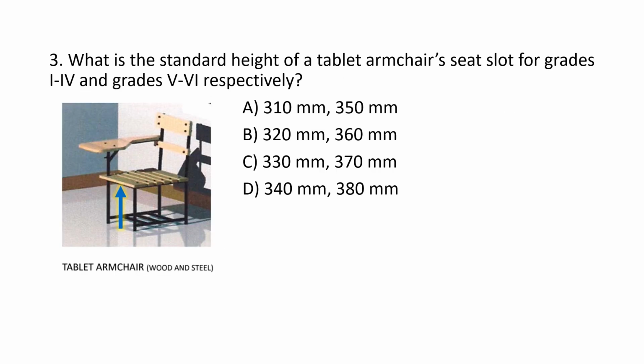Number 3. What is the standard height of a tablet armchair seat slot for grades 1 to 4 and grades 5 to 6 respectively? A. 310 mm and 350 mm. B. 320 mm, 360 mm. C. 330 mm, 370 mm. And D. 340 mm, 380 mm. What is your answer?